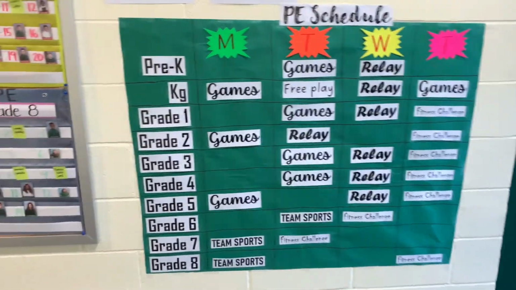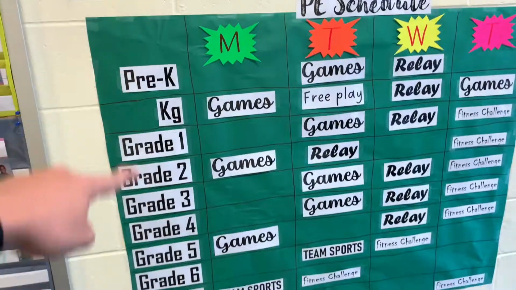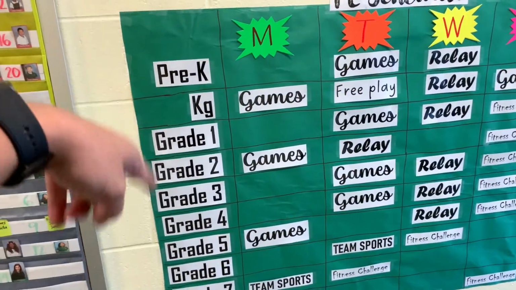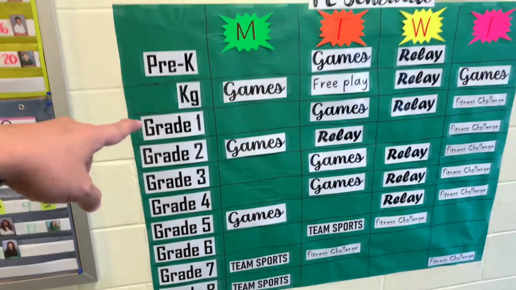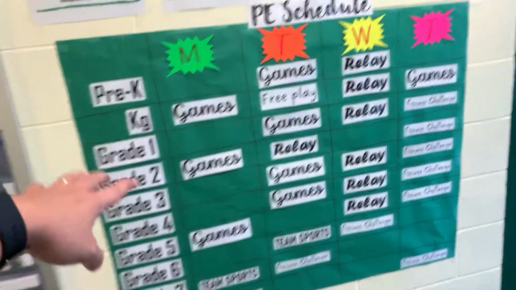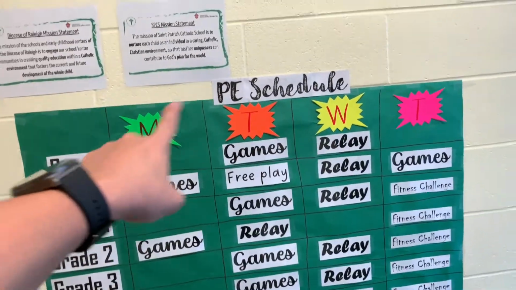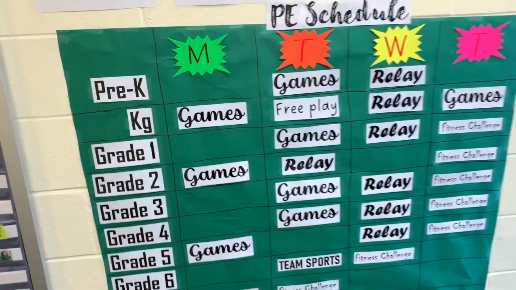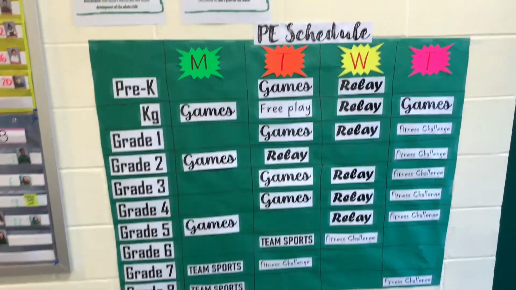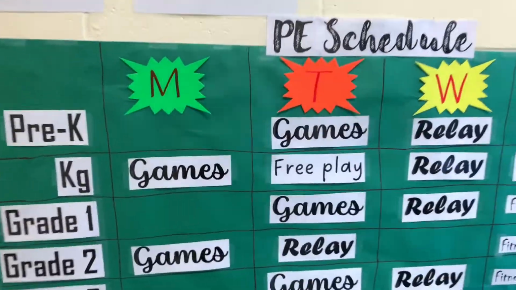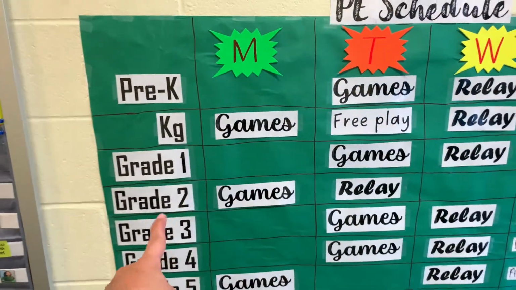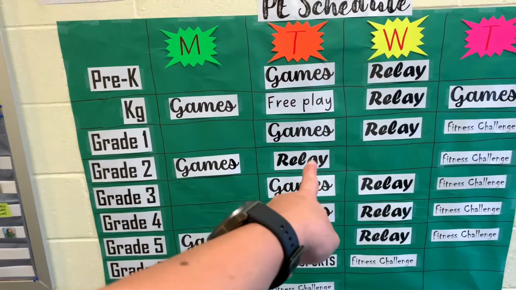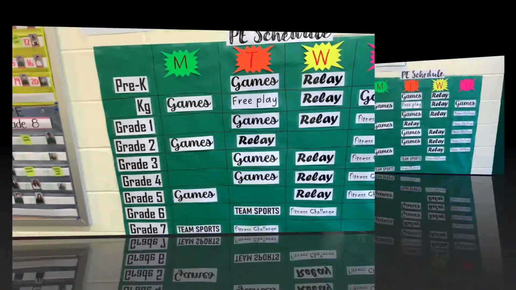So on this side of the poster, I call it a poster, okay, is the list of all the grades that I am handling. And these are the schedules for Monday, Tuesday, Wednesday, and Thursday. So if you look at it, say for example for grade 2, we have game, we have relay, and we have fitness challenge.